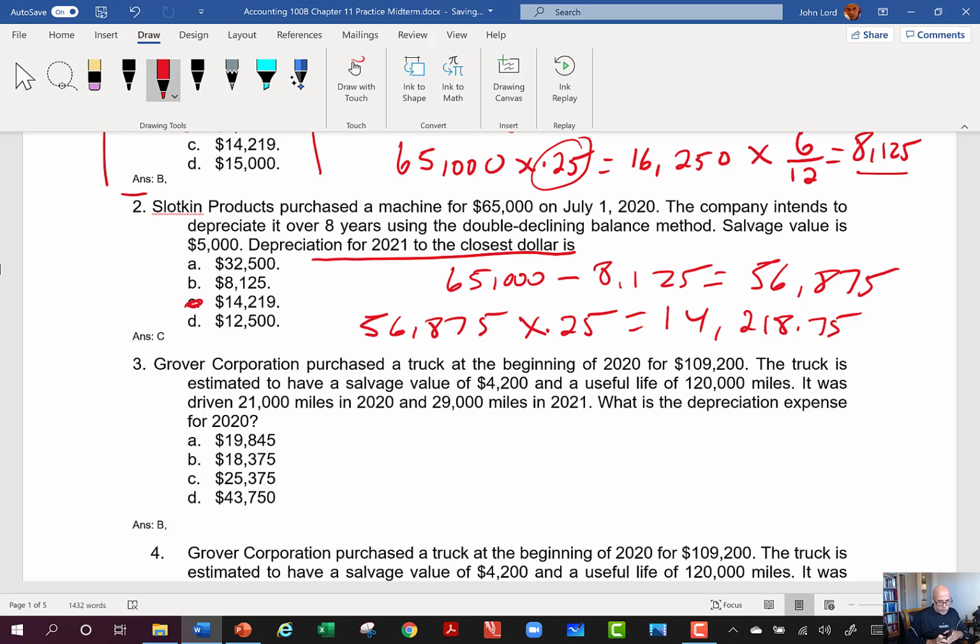I'm never going to give you a question that tests or pushes your rounding ability. So that's the obvious correct answer there. I'm not going to get into, hey, you got it 2 cents off. There'll be 4 choices like this in which there are obviously wrong ones and a clearly correct one. All right, good. So that's the key takeaway there.